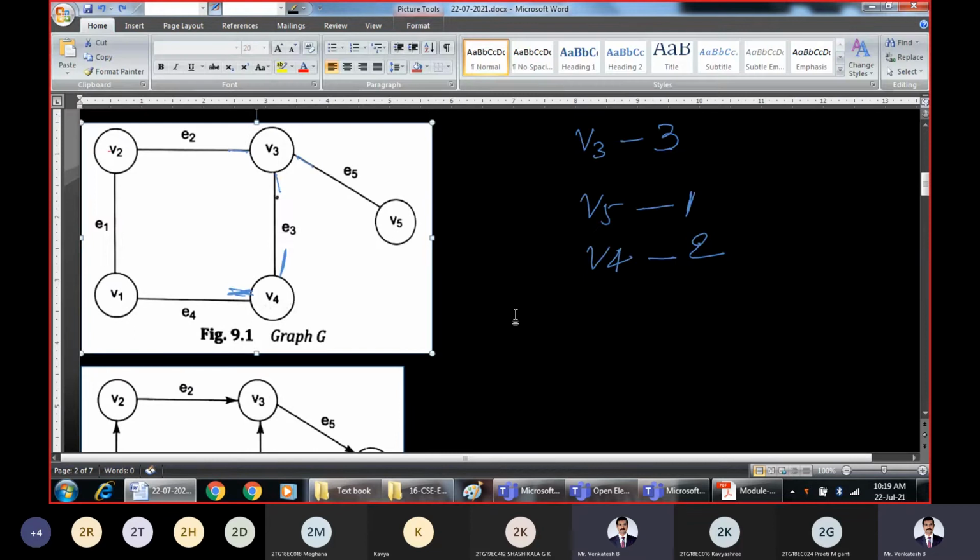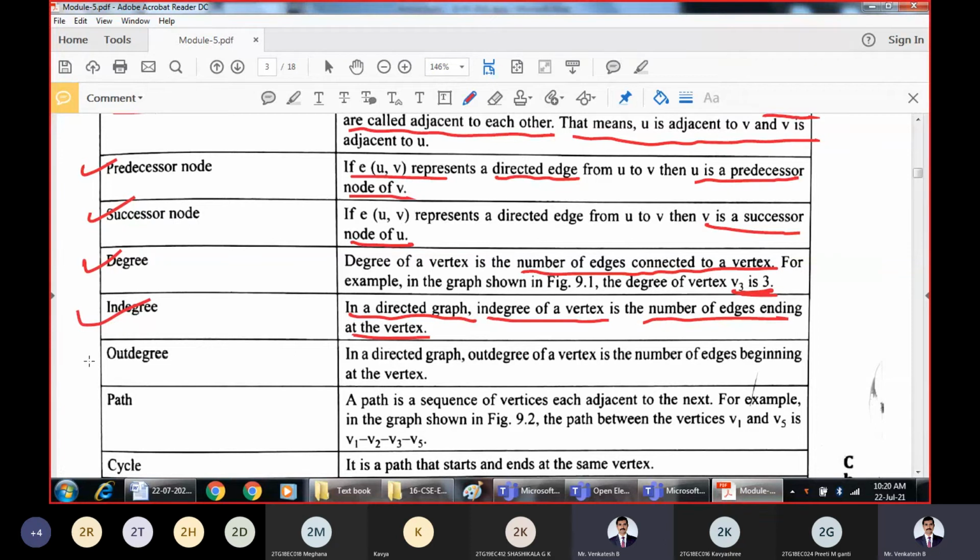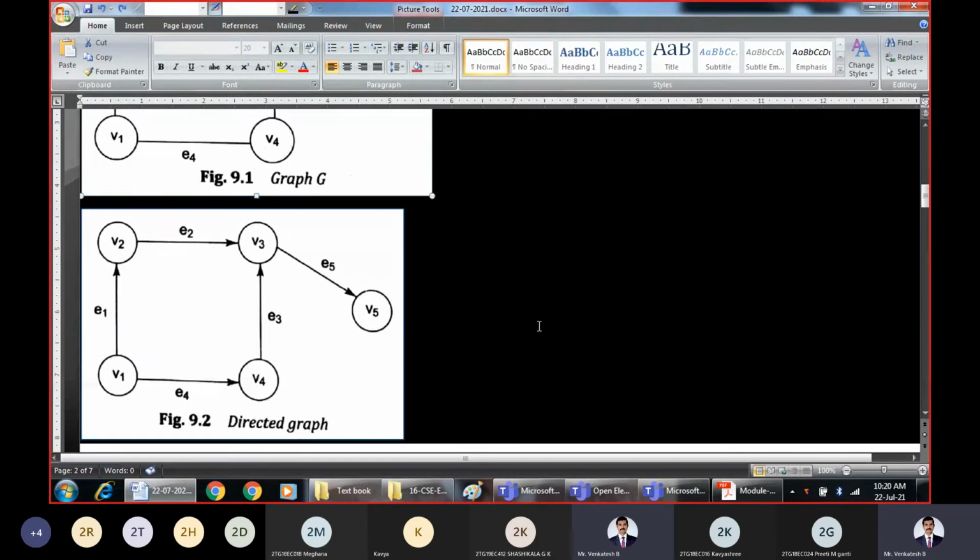Similarly, out degree is another terminology. What does out degree indicate? In a directed graph, the out degree of any given node or vertex is the number of edges beginning at that vertex. How many edges are starting from that node, that is called the out degree.